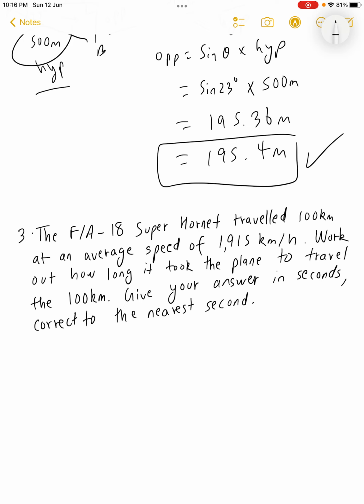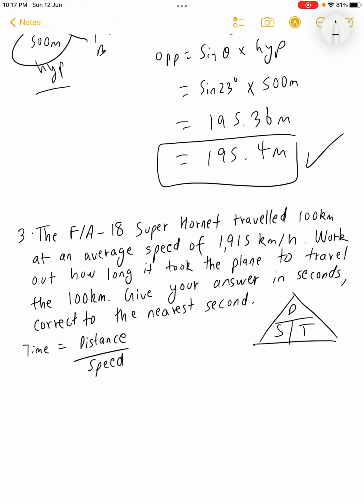Now what I like to do for this question is to remember a triangle formula. It's going to be called DST. So DST is a triangle that shows us that distance is equal to speed times time. Since we have to find out how long it took the plane, we know that time is equal to distance divided by speed. We know the distance is 100 kilometers, and we know the speed is 1,915 kilometers per hour.